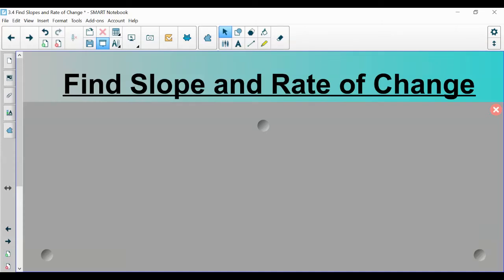Hello, algebra students. This is a lecture on slope and rate of change. This is the introduction to these concepts. And so let's talk a little bit about the purpose of them.